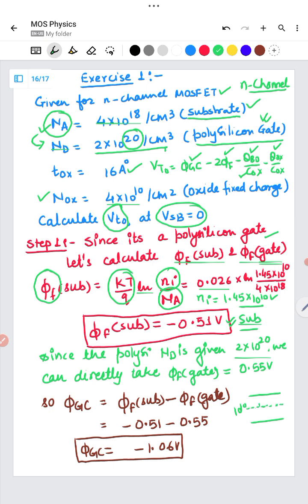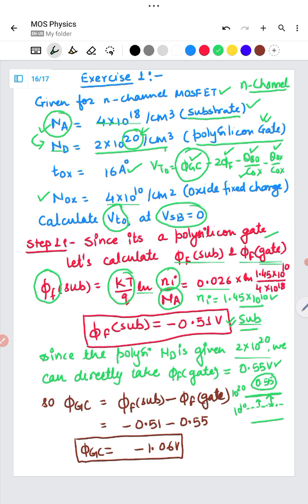And as soon as you increase the doping, the Fermi level goes closer to the conduction band if it is the n-type semiconductor. So when you have doping 10 to the power 20, it's exactly at the conduction band level. It matches exactly with the conduction band level. So whenever you see that the doping density is 10 to the power 20, you can directly write, without calculating, it's 0.55 volt. So in the first step, we have calculated the phi Gc. What is the phi Gc?